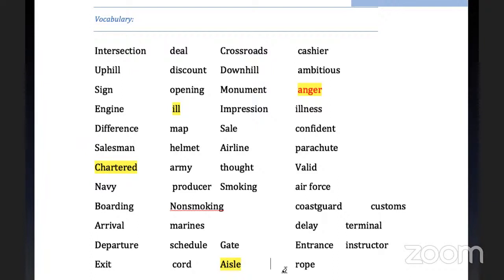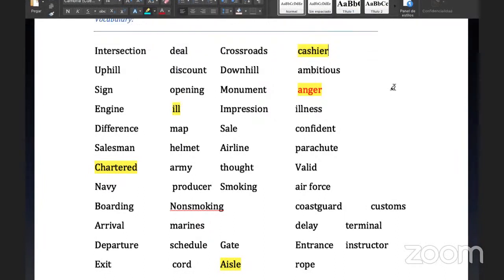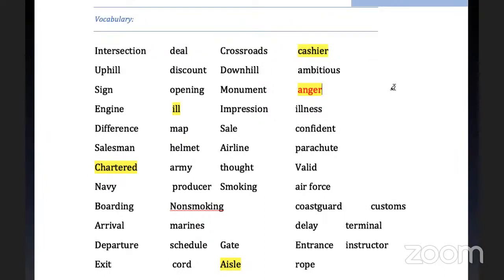Chester. ¿Cuál? I think it's cashier, yeah. Esta, cashier. Cashier, oh, okay. Cajero. Okay, yeah, and this? Any other question? What is cashier? Cajero. Ah, okay, sorry. La persona. Okay, yeah.